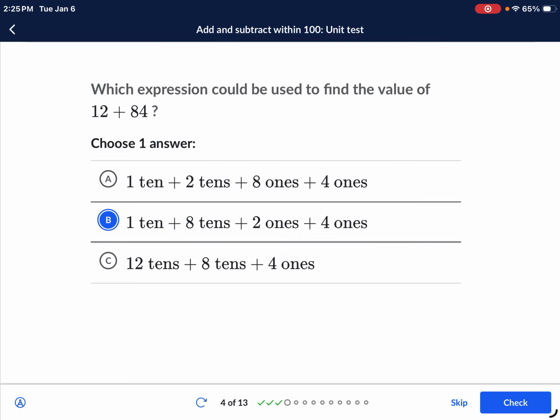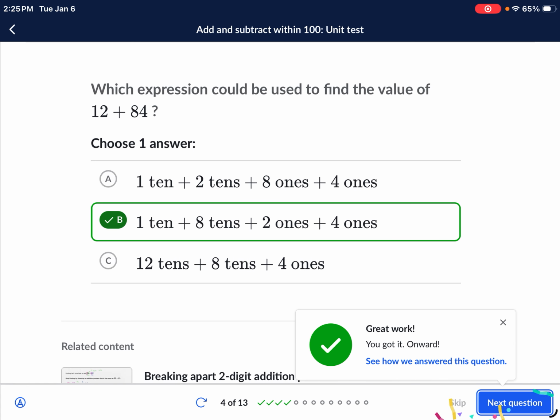And the 110 could be that. The 8 10s could be that. The 8 10s could be 80, and the 110 could be the 10. And then you have 2 1s for the 12, and then 4 1s for the 84. So this has to be the answer. And of course this is wrong because 12 times is 112.